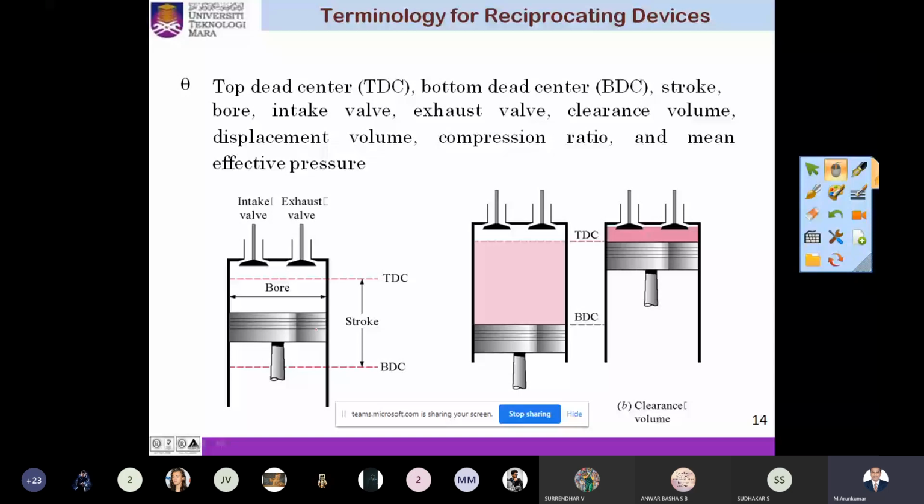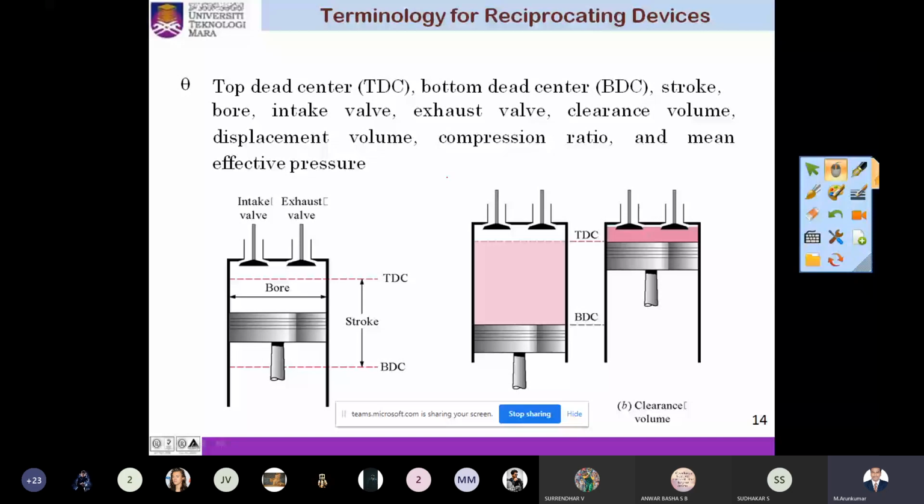Then bore is the diameter of this cylinder. Then the intake valve, which gives the supply to the cylinder. Then there is the exhaust valve, with which we can exhaust the combusted air. Then clearance volume. Beyond this TDC there will be some volume, provided for clearance purposes. This is called the clearance volume. Then there is the displacement volume. This TDC to BDC volume is called the displacement volume. Then compression ratio and mean effective pressure we will see in the next slides.